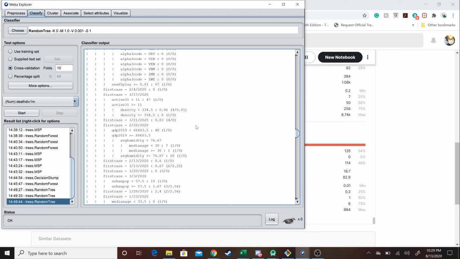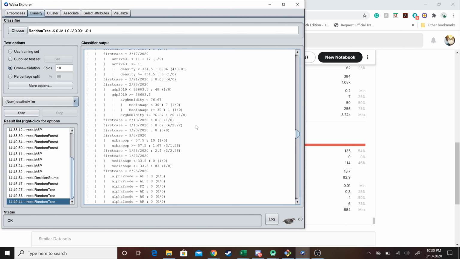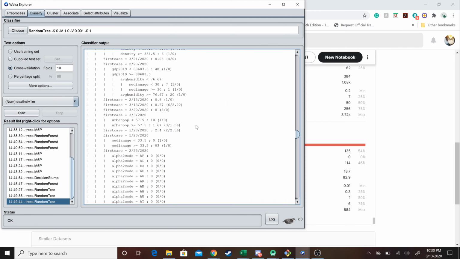The density, population density, that also can be important because, I'm no expert, but that could potentially mean the amount of people who live near to each other could have something to do with this. Humidity might potentially, I guess, because it is an airborne thing. I'm not sure of that one. Urban population, I guess that could be important too. It splits off that.